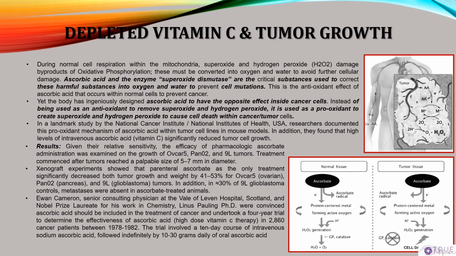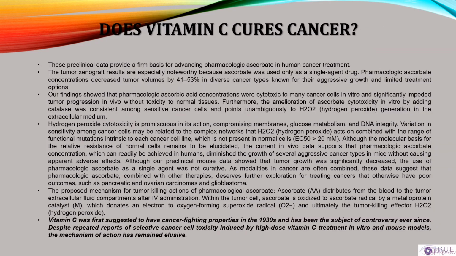Ewan Cameron, a senior consulting physician at the Vale of Leven Hospital in Scotland, as well as Nobel Prize laureate Linus Pauling for his work in chemistry, were convinced that ascorbic acid should be included in the treatment of cancer, and they did a 4-year trial to determine its effectiveness. It's also known as high-dose vitamin C therapy, and this big study involved 2,860 cancer patients and was conducted between 1978 and 1982. The trial involved a 10-day course of intravenous sodium ascorbate, followed indefinitely by 10 to 30 grams of daily oral administration of ascorbic acid. The results from this big study were again very, very positive.